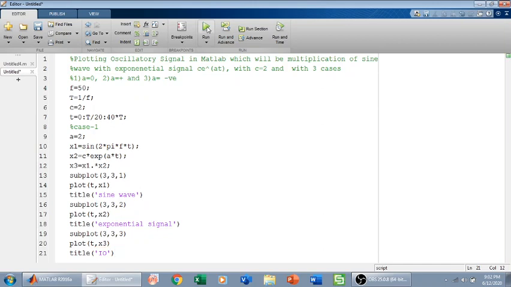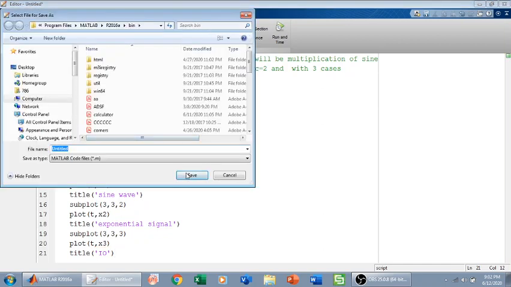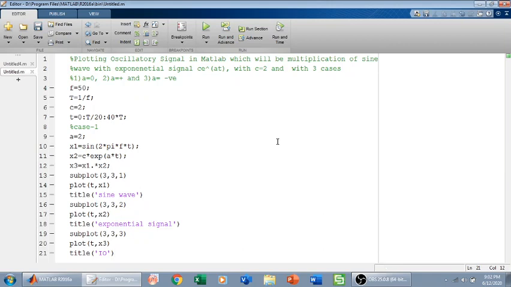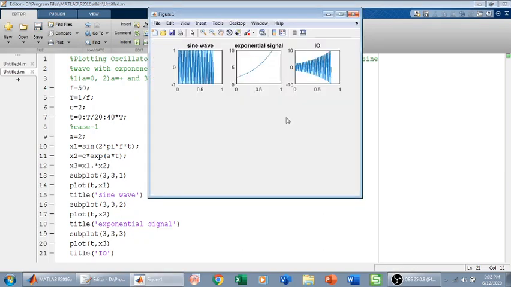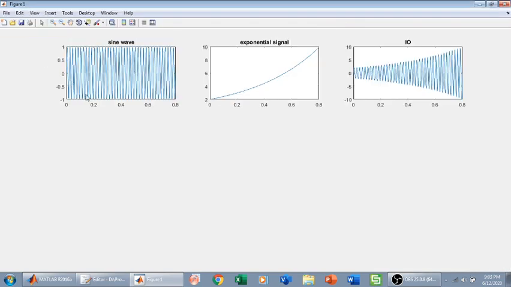Now I will run that. Hopefully we will get increasing oscillation. So here we go. We have a sine wave. Because the time period is very low and the frequency is very high, it is difficult to visualize this sine wave. But when this sine wave is multiplied by this exponential signal, we get an increasing oscillatory signal as defined here. The magnitude of this oscillation is increasing as time increases.